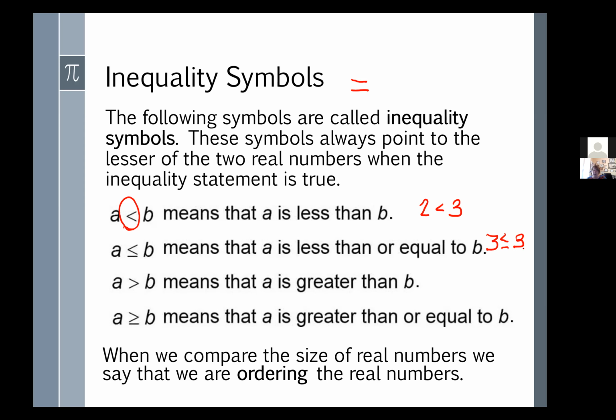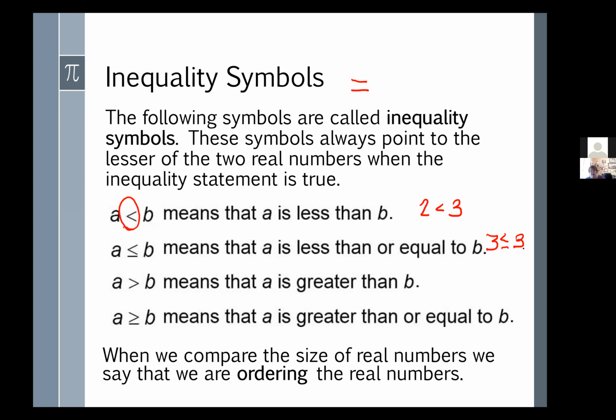So when we put that line underneath it, we say that 3 is less than 3, or 3 is equal to 3. So it satisfies the other condition. 3 is less than or equal to 3. 3 is equal to 3. All right? The other symbols we have are greater than.